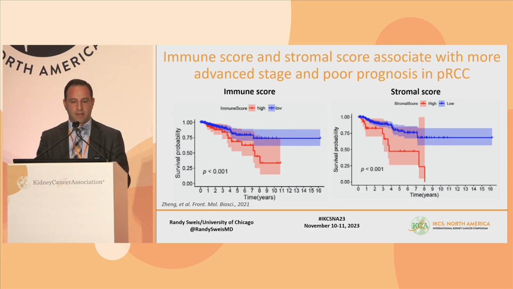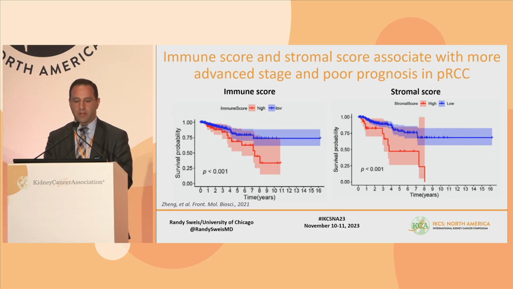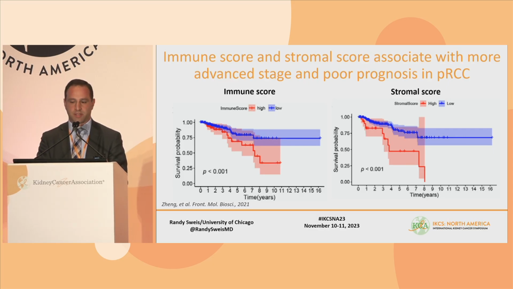Other groups have looked at immune score, and this kind of gets to the point. This immune score and stromal score are derived from gene expression profiling data, and high expression of the immune score is associated with poor prognosis, which is paradoxical compared with a lot of other tumor types where you see an improved phenotype, and I think the same finding holds with PD-L1 expression. Similarly, with stromal score, high expression is associated with poor prognosis in papillary RCC.